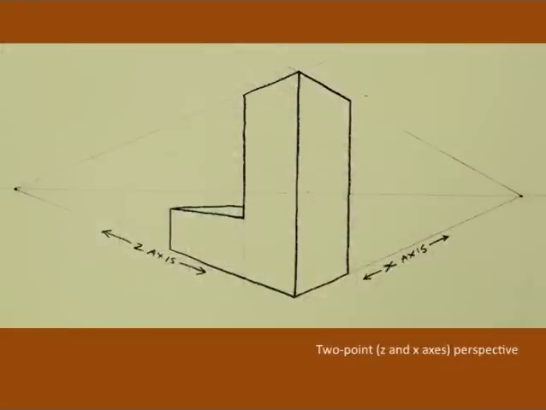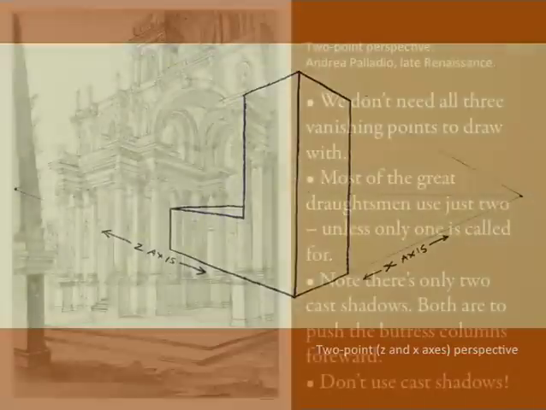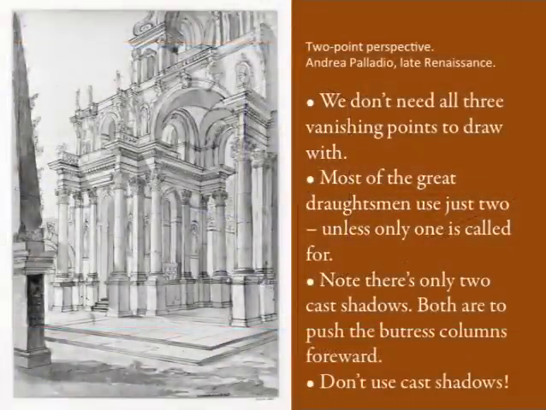Most constructed drawings use a 2-point perspective. Usually the axes that are foreshortened are the z and x axes. Here Palladio uses a 2-point perspective. The y-axis is parallel. Most of the great draftsmen use a 2-point perspective, except, of course, where only one is called for. We'll talk about that a little bit later.